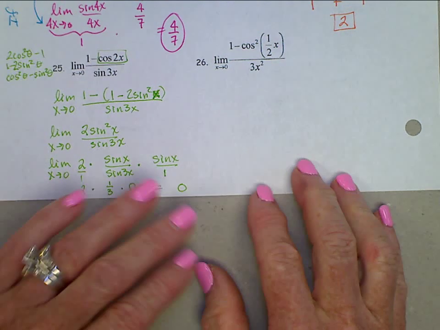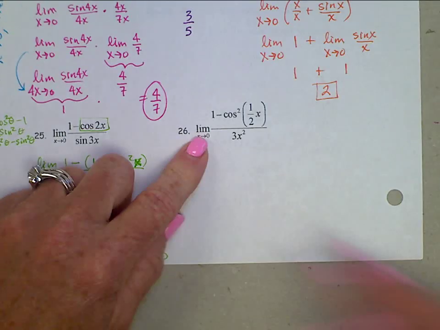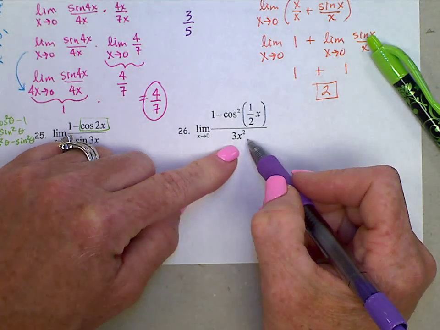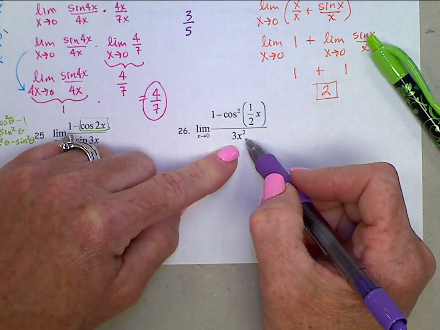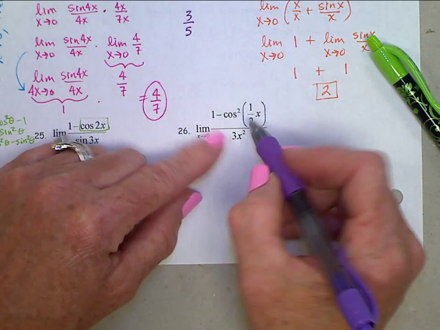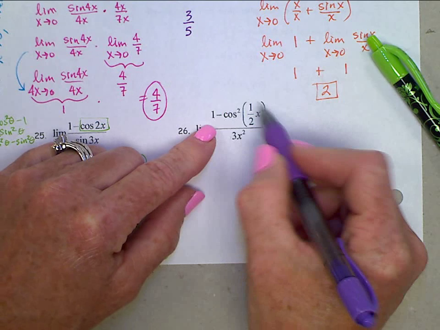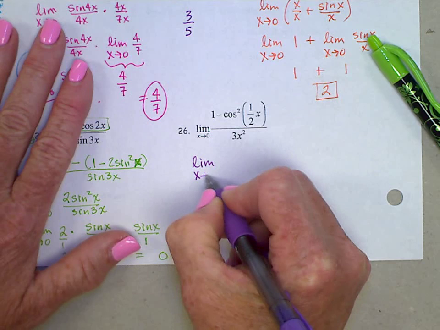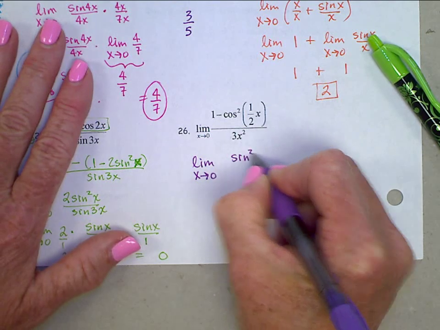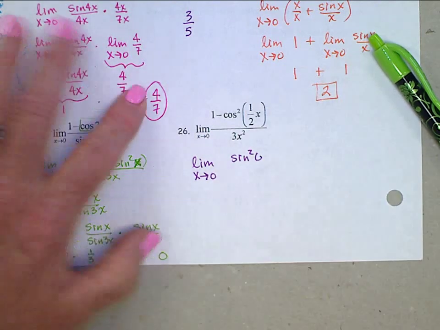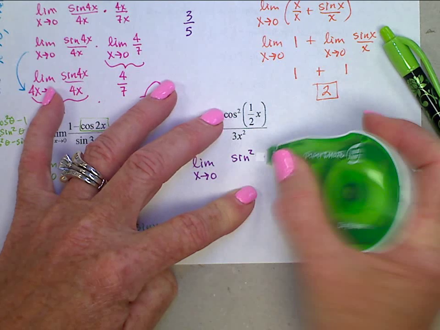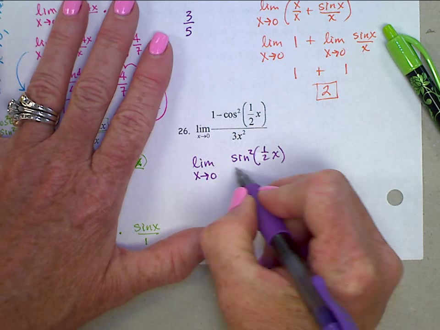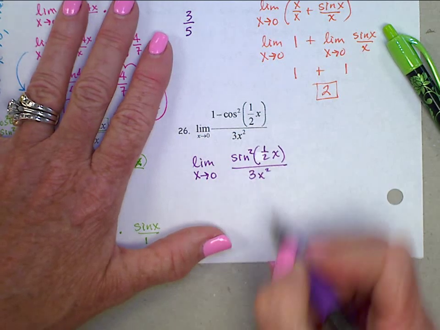Last one. Oh boy. 1 minus cosine squared of a half x all over 3x squared. It's kind of ugly, but do you see this 1 minus cosine squared theta? That's sine squared theta, which is half x, all over 3x squared.